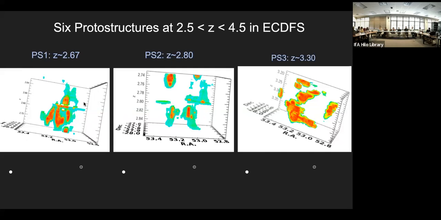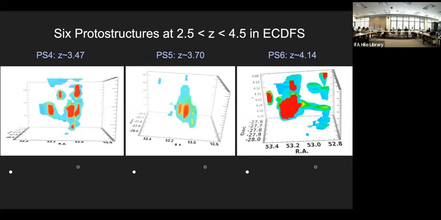So we have this structure around redshift 2.67, then at slightly higher redshift of around 2.8, we have this structure, and at redshift 3.3, we have a third structure. We can't see the properties, and then this is the structure that I just showed that was very massive, and this is our highest redshift structure with a mass of more than 10 to the 15, so very, very massive structure.